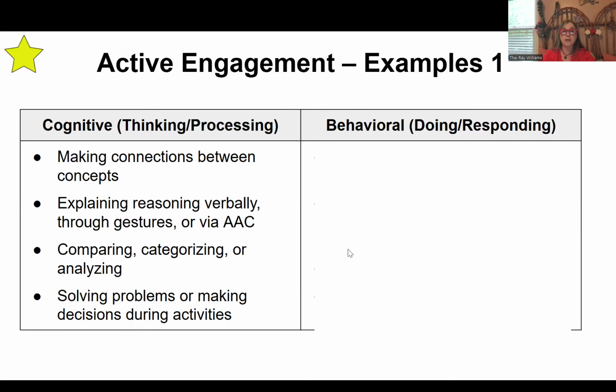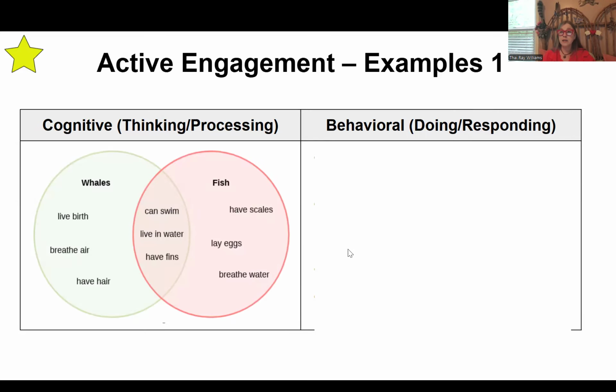So let's look at an example of cognitive active engagement. It could be that in science you're doing a lesson on ecosystems and you're talking about the ocean, and students have had an opportunity to choose two different marine animals, and then they're going to compare and contrast them using a Venn diagram. So that comparing and contrasting has them thinking and processing.